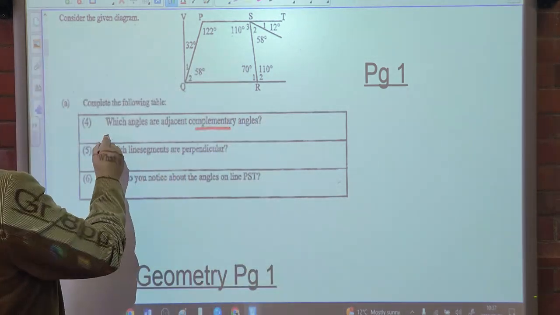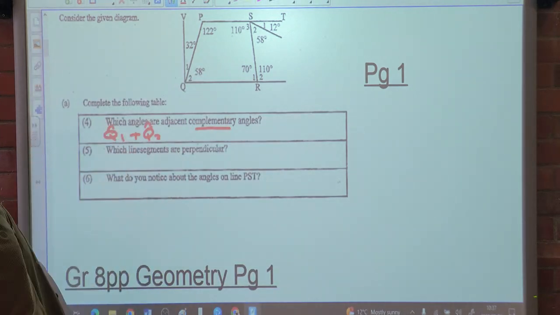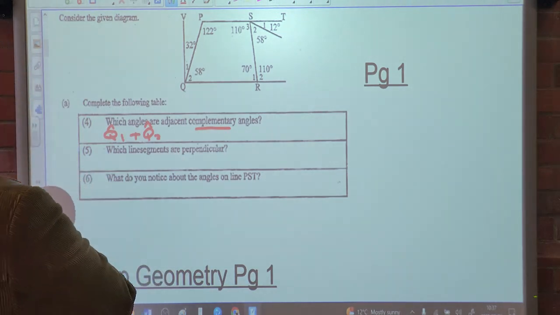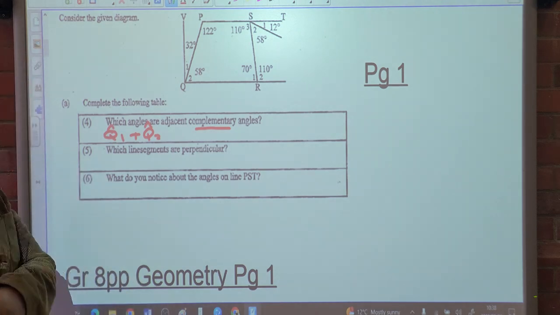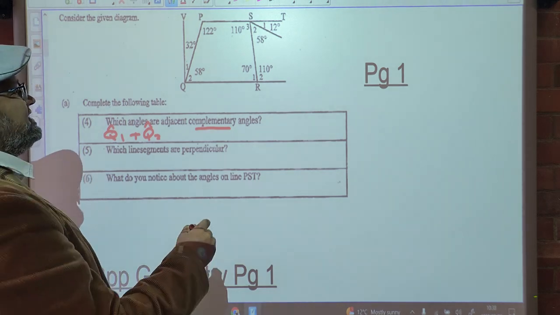So it's going to be Q1 plus Q2. Okay. Is there any other? No? Number 5. Which line segments are perpendicular? Perpendicular means to say what? They are 90 degrees to each other.